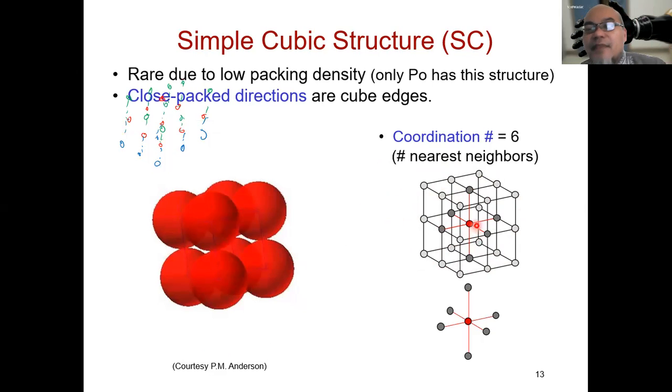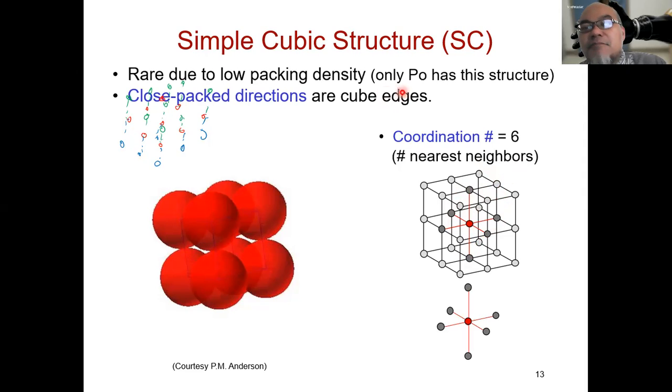So each atom will be surrounded by how many? Within the same layer, it is surrounded by 4 nearest atoms. 1, 2, 3, 4. And then from the above layer, there is 1 atom above it. From the bottom layer, there is 1 atom below it. So in total, there are 6 nearest neighbor atoms.